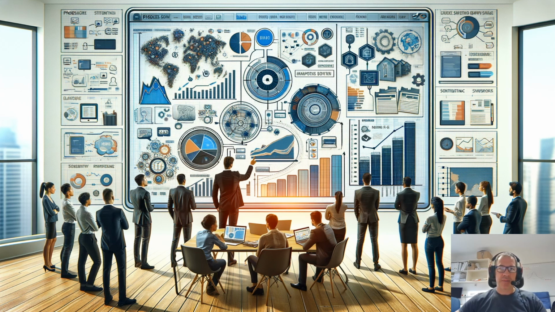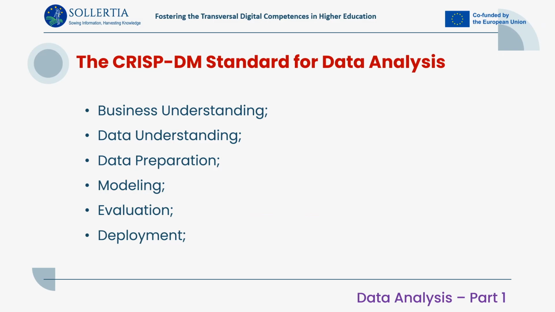Now, let's begin by defining what the acronym CRISP-DM stands for and quickly browse through its phases. CRISP-DM stands for Cross-Industry Standard Process for Data Mining. We shall use data mining and data analysis as synonyms throughout this presentation. CRISP-DM's popularity stems from its flexible yet comprehensive approach, which encompasses 6 key phases: business understanding, data understanding, data preparation, modeling, evaluation, and deployment.